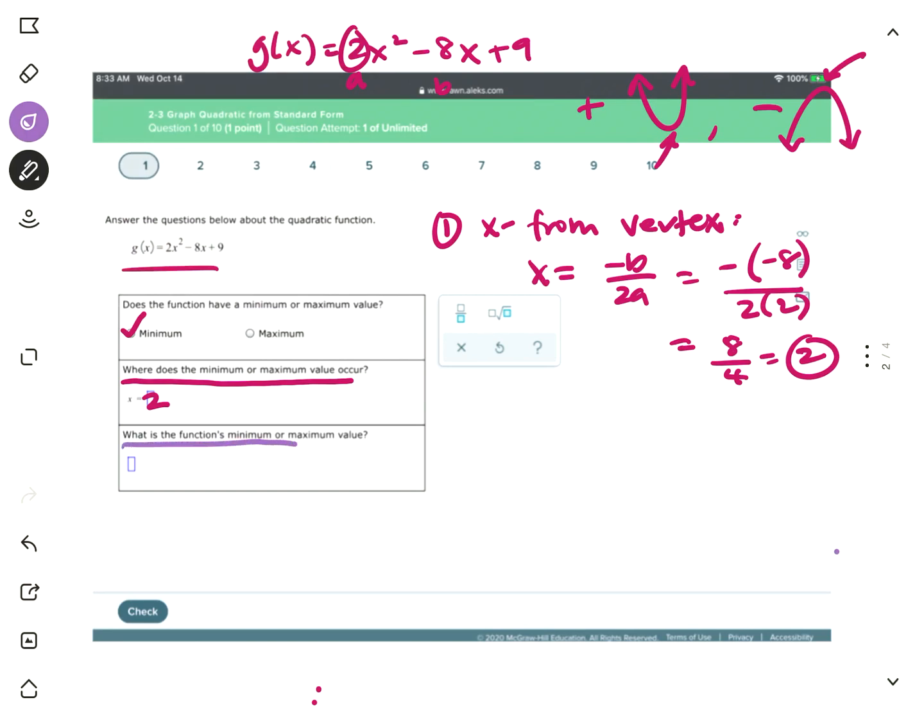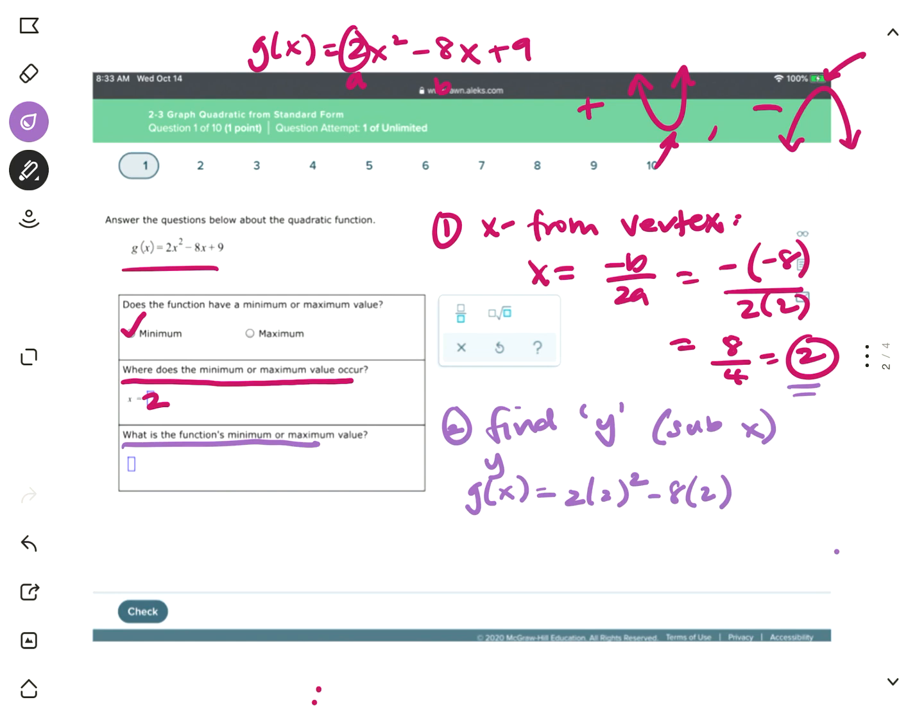Let's change colors here. And then what is the maximum or minimum value? So this is asking us to find the y. So what we're going to do is substitute the x that we just found. So we have g of x equals, and remember, g of x is the same thing as our y, so we can use them interchangeably for the most part. So we're going to say 2 times 2 squared, our x is 2, minus 8 times 2 plus 9. Remember, when we're simplifying, exponents come before our multiplication and division. So 2 squared is 4, times 2 is 8, minus 8 times 2 is 16, plus 9. 8 minus 16 is negative 8, plus 9 is 1. Okay, so the 1 would be the minimum value.